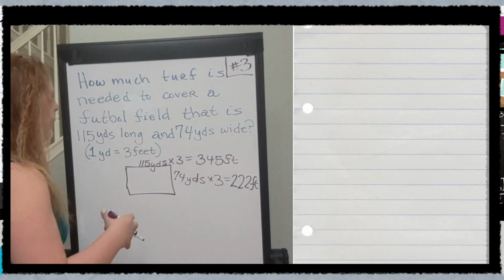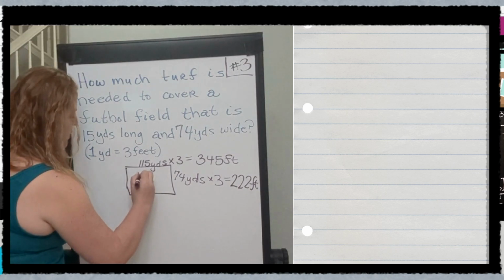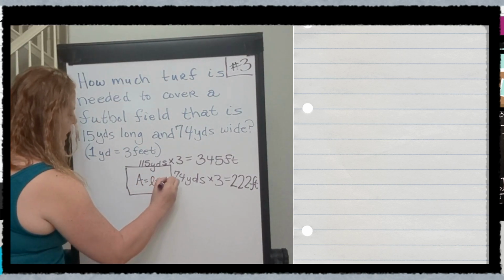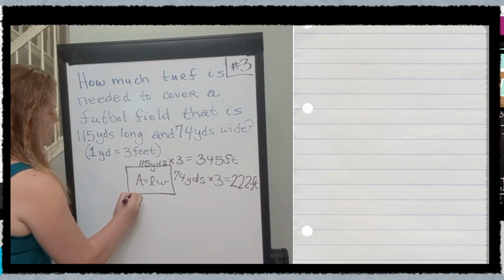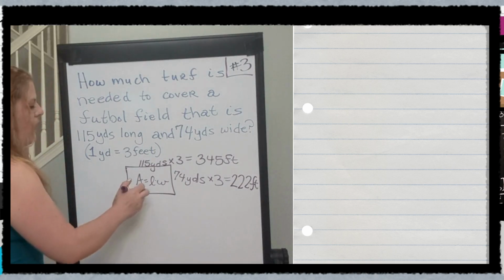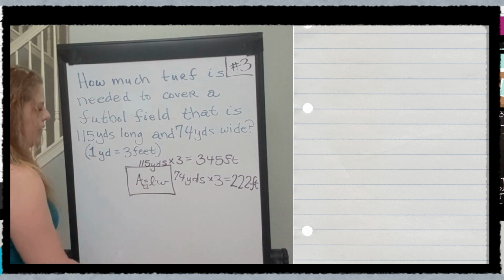Okay, and when you're finding area of a rectangle, which is what this is, you're going to do length times width. Let me make that a straighter line because this is a rectangle. Okay, so area of a rectangle, length times width.